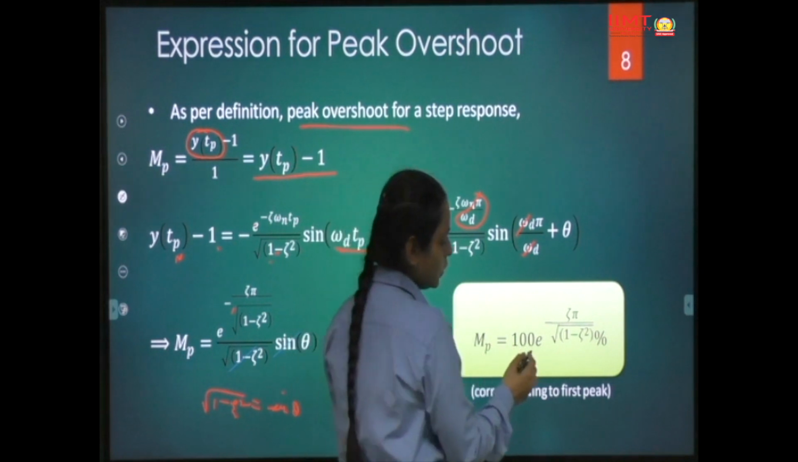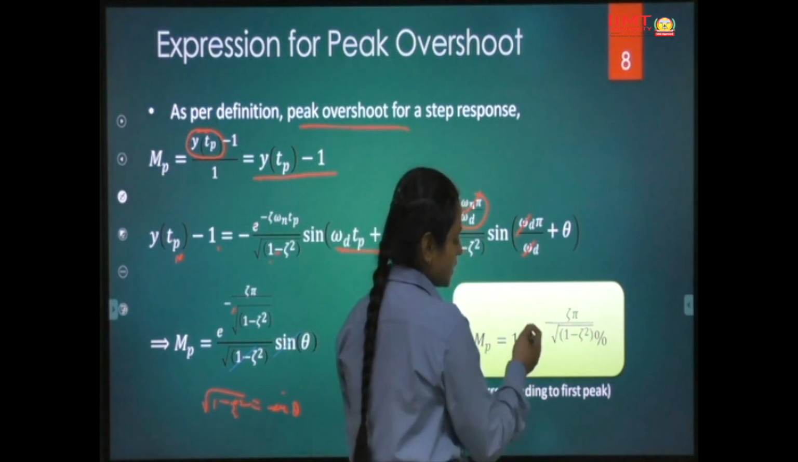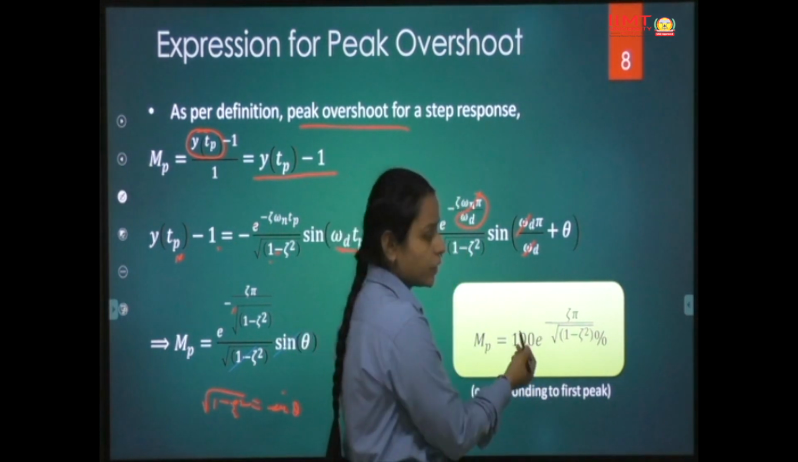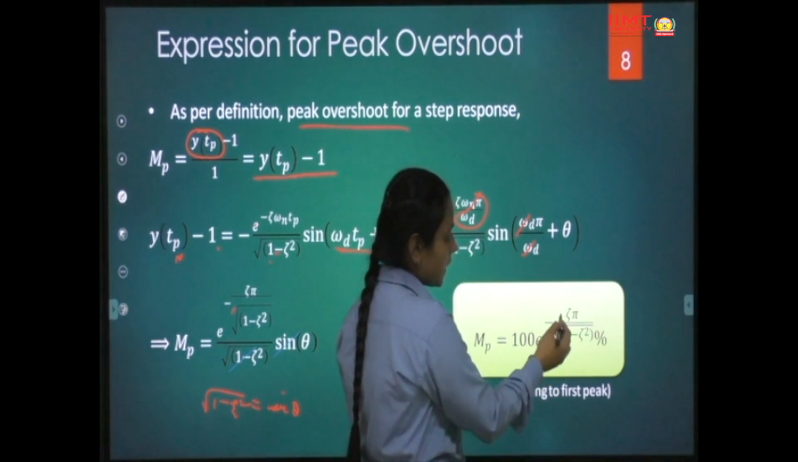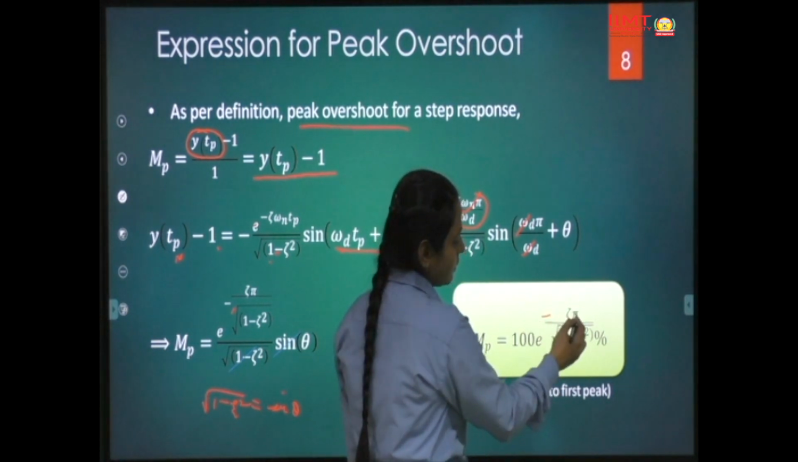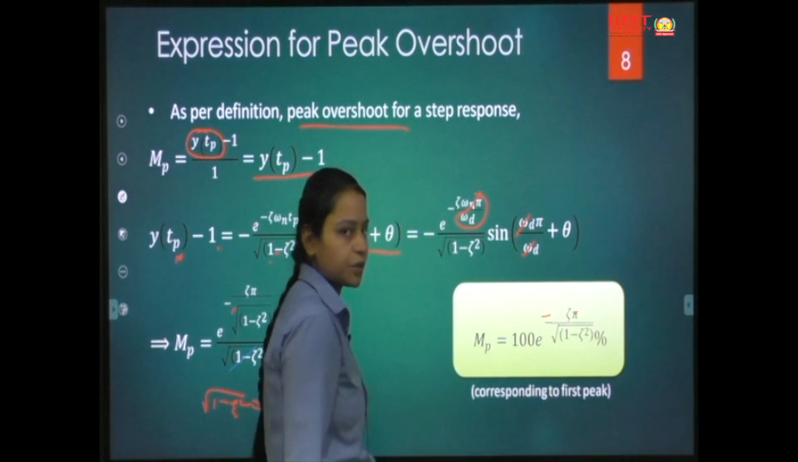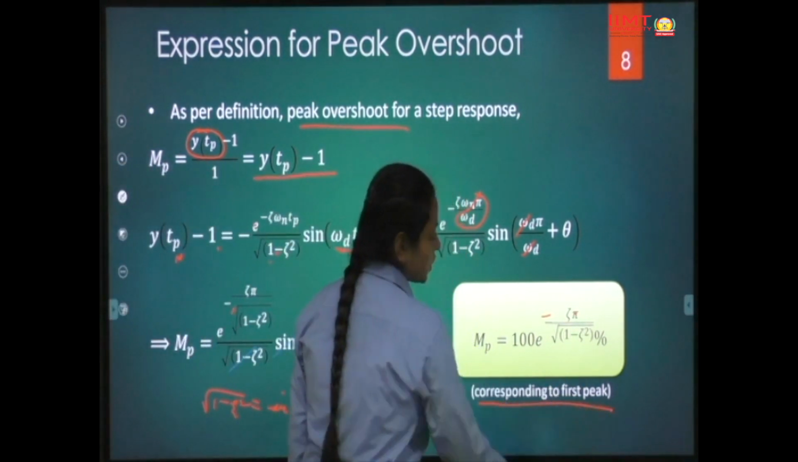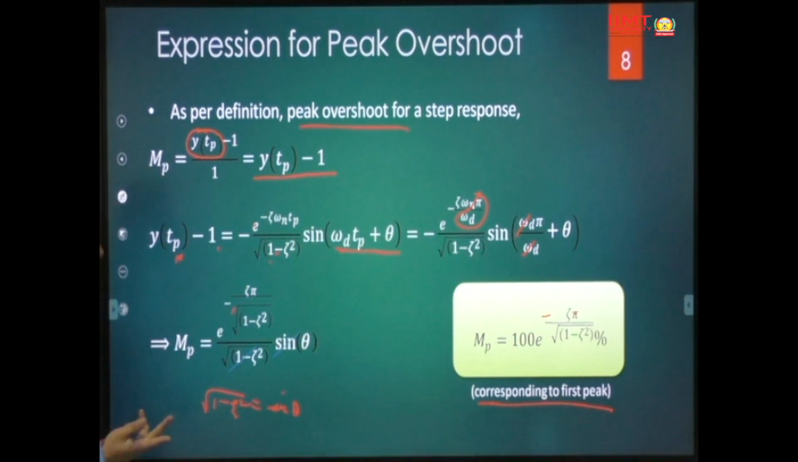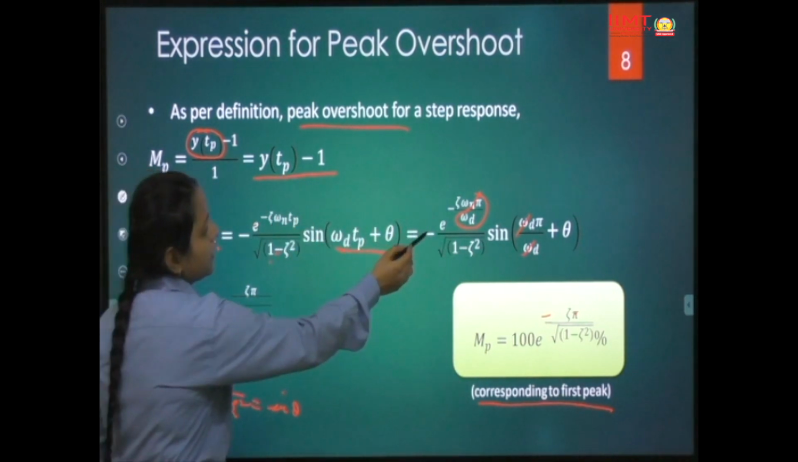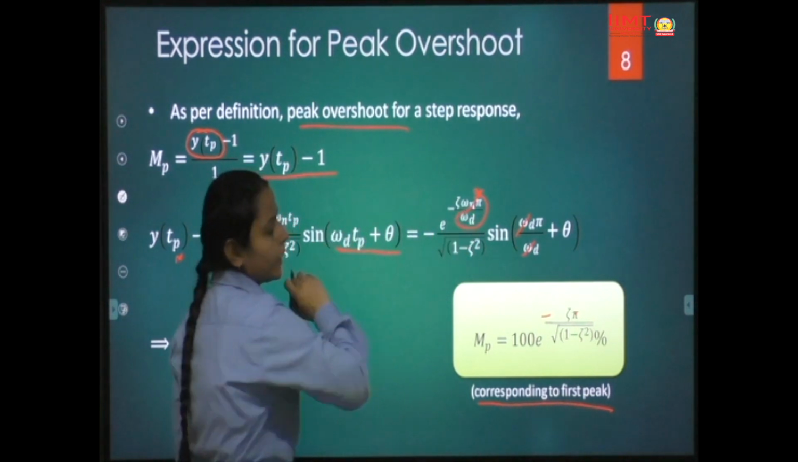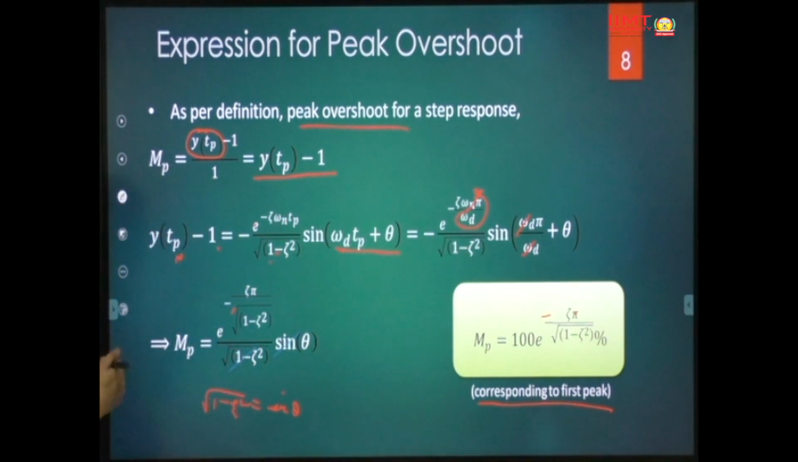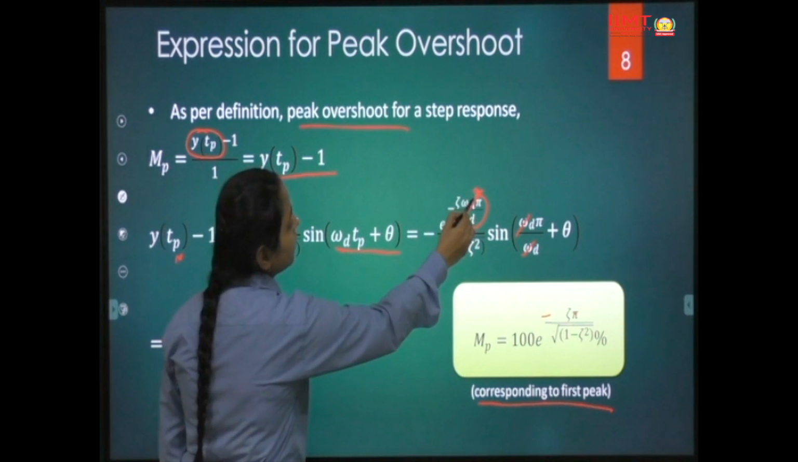Mp is equal to 100 if it is called in percentage, and if it is called in units, you can simply skip it. So e to the power minus zeta pi upon under root 1 minus zeta square, percentage. So this is the first peak. If we want to calculate the second peak, we can keep the value of tp as 3 pi by omega d, and if we want to calculate the first undershoot, we can keep the value of tp as 2 pi.